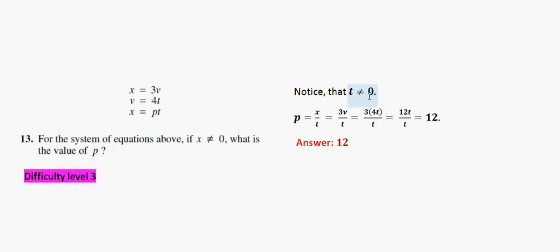But why is t not 0? Because if t is 0, then from the second equation we will get that nu equals 0, and then from the first equation we will get that x equals 0. But it is given that x doesn't equal 0. Therefore t is not 0, and all these expressions are defined. Therefore, everything is correct. The answer is 12.